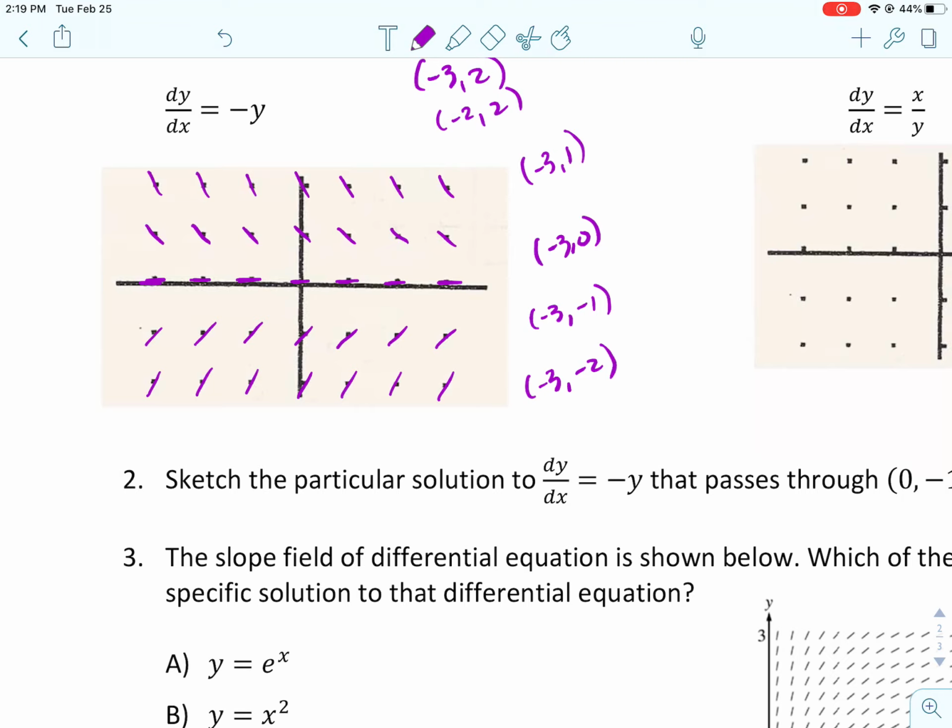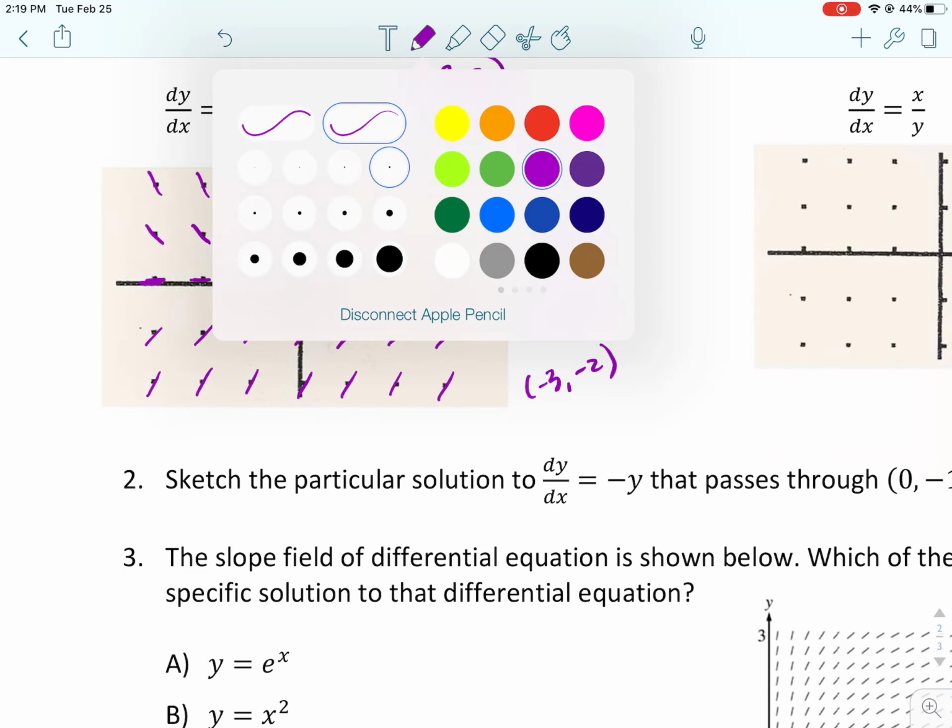How would you connect these? We're going to do that in part 2. You want to go ahead and do it since you asked? Okay.